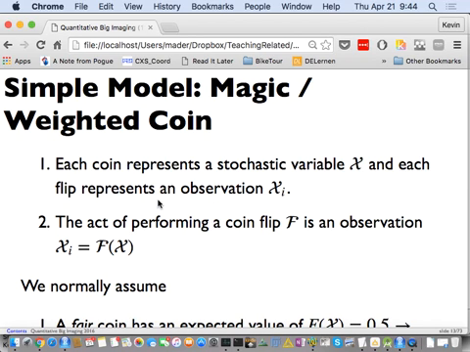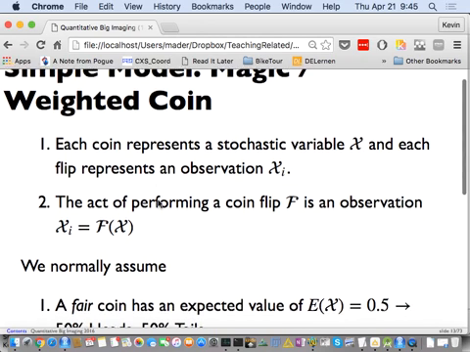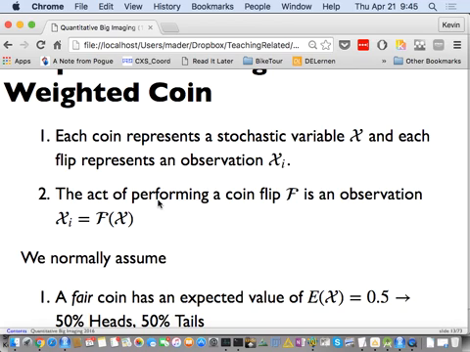And so, has everyone taken a stochastic calculus class before? So half. Okay. There's no way to cover all the things you would cover in a stochastic calculus course in one slide. But basically, the way you represent this is we have a stochastic variable x, and each flip represents an observation of this variable, and the act of performing the coin flip f is an observation.